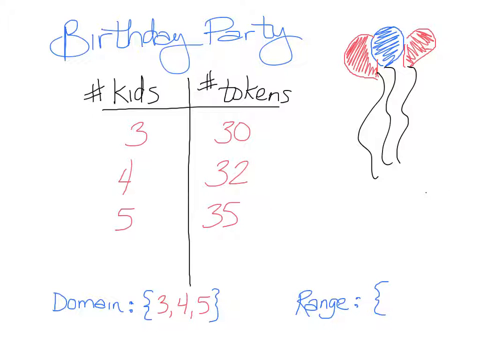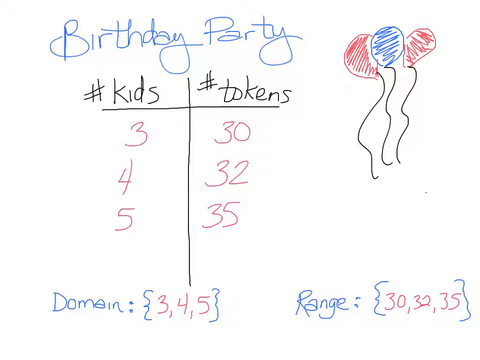So your range is always your possibilities for your second coordinate, or your y values. In this example, it's the number of tokens. So my options for my number of tokens would be 30, or 32, or 35, and that would be my range.